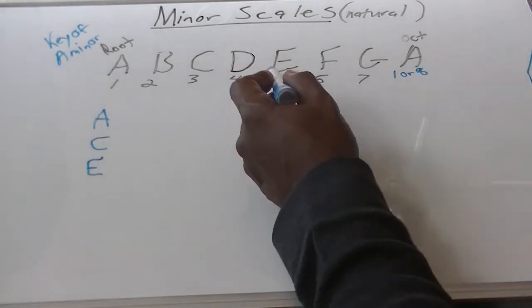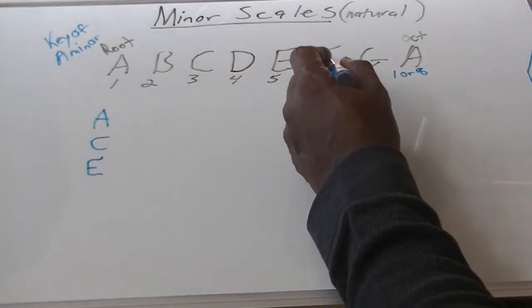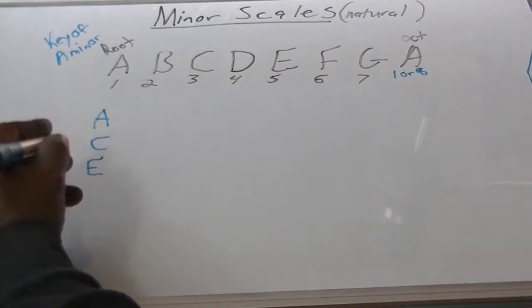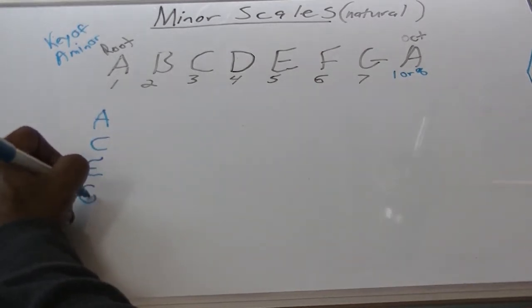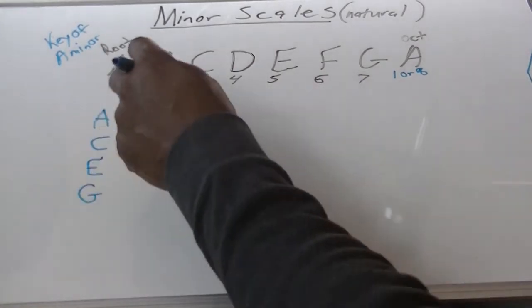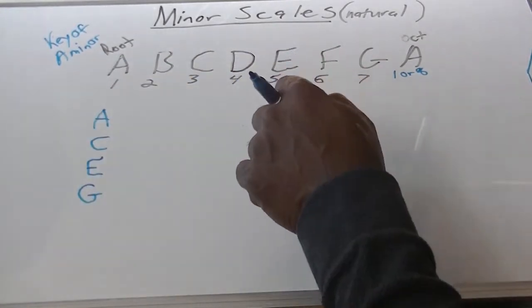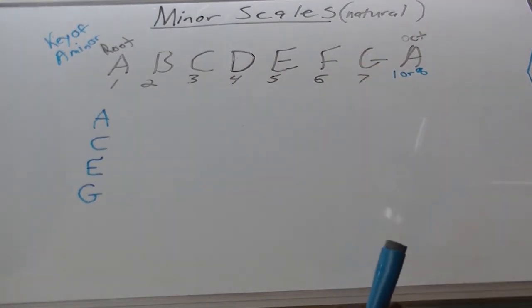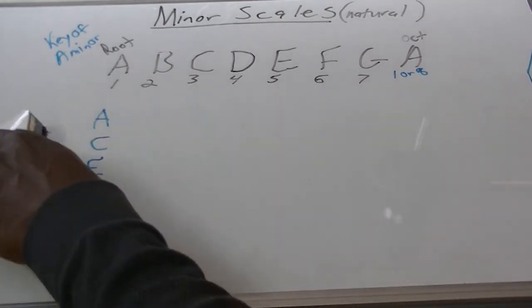But now what we're going to do is we're going to continue, and we're going to skip over this F and we're going to take the G. So now we have a 4-note chord, and we can do this for every note of the scale, ultimately generating a set of 4-note chords.